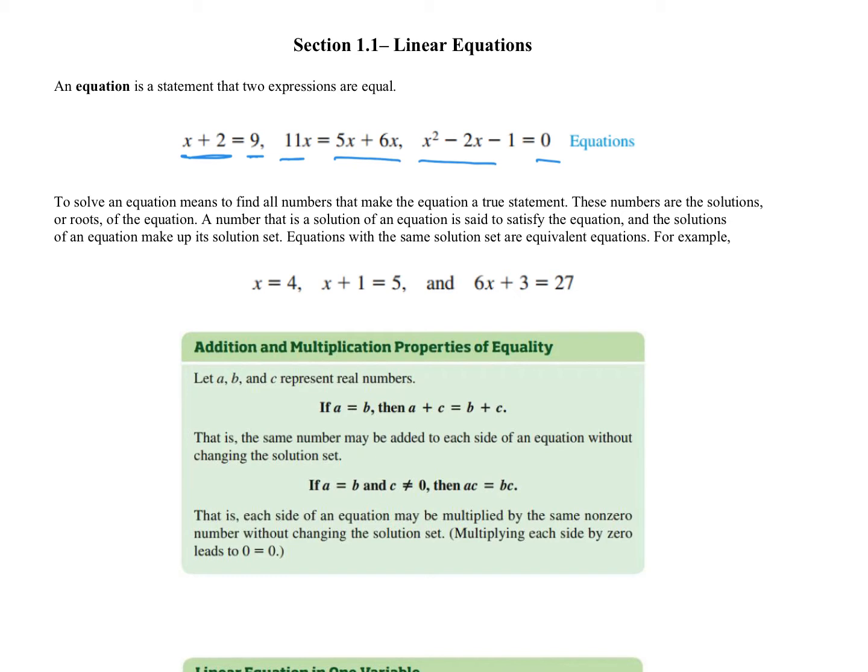A couple of properties we need to review. If a equals b and I add c to one side, then to keep it fair and true, I need to add c to the other side, to b, as well. So the rule of thumb is what you do to one side, you need to do to the other. Same idea with multiplying. If a equals b and I multiply c on one side, I need to multiply c on the other side.